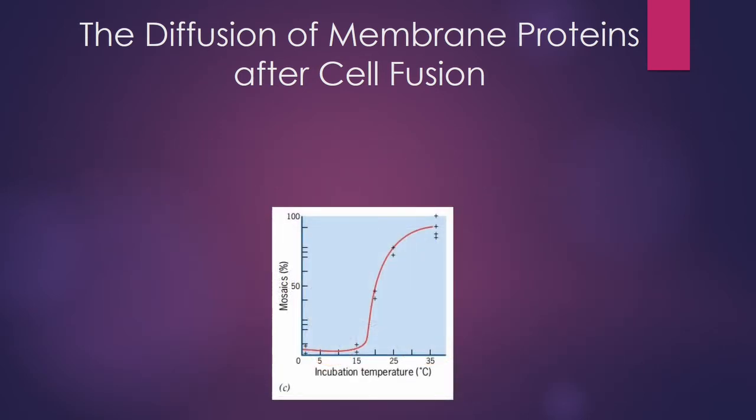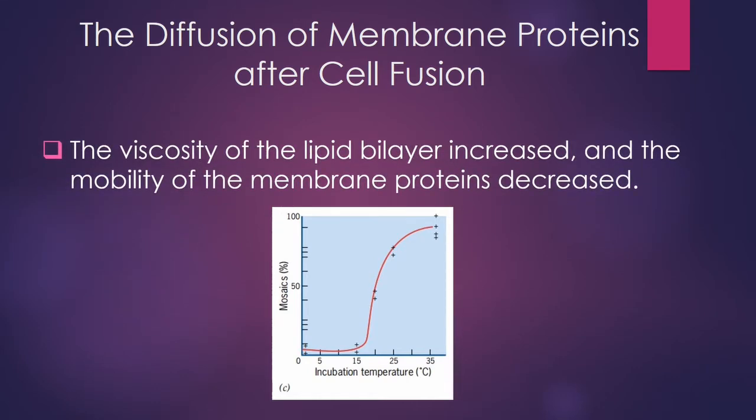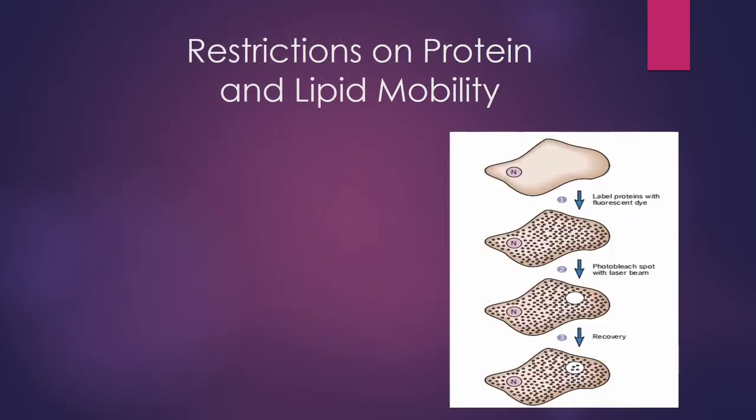If the same experiment was performed at lower temperature, the viscosity of the lipid bilayer increased, and the mobility of the membrane proteins decreased, as illustrated in the picture below. These early cell fusion experiments gave the impression that integral membrane proteins were capable of virtually unrestricted movements, as later studies revealed restrictions on protein and lipid mobility.